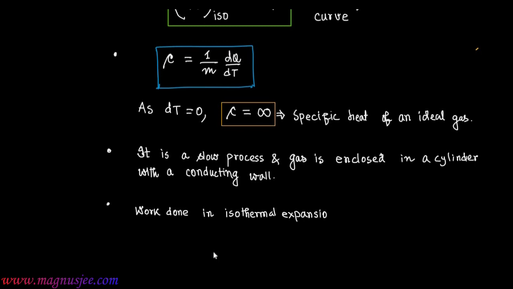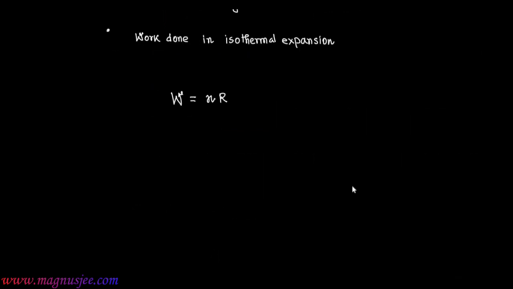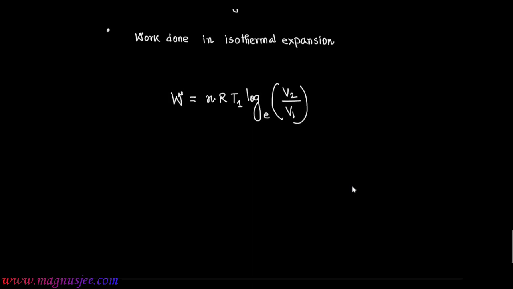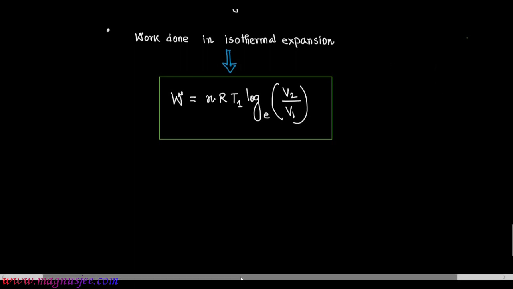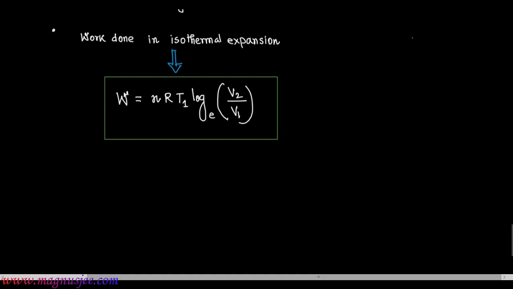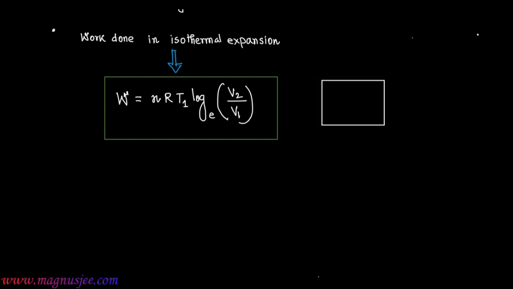Work done in isothermal expansion will have the expression W equal to nRT1 log base e V2 by V1, where T1 is the initial absolute temperature of the gas. Work done in isothermal expansion has the expression W equal nRT1 log base e V2 by V1.